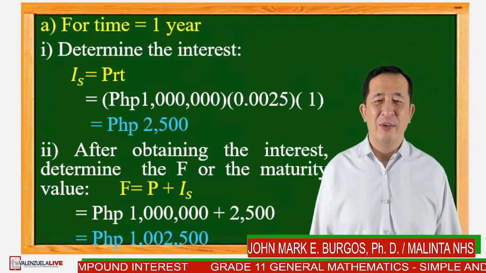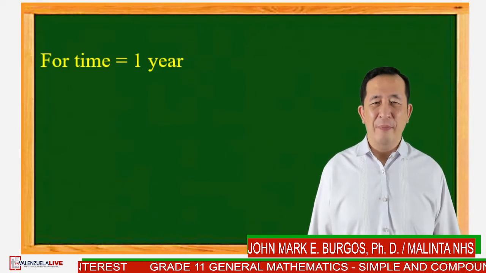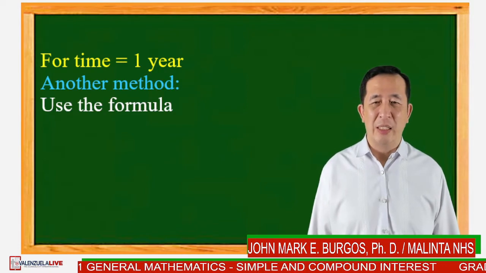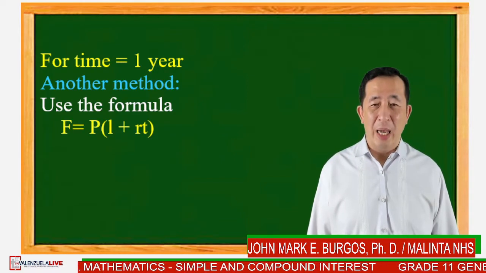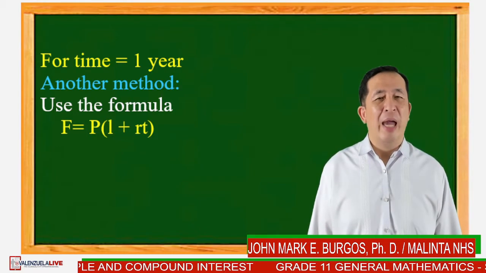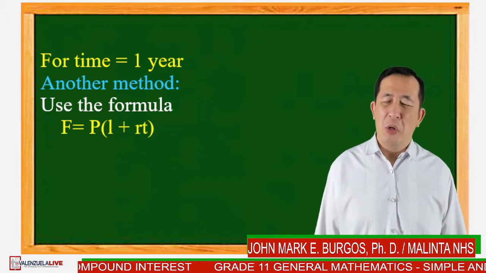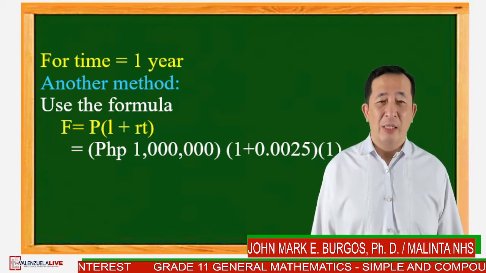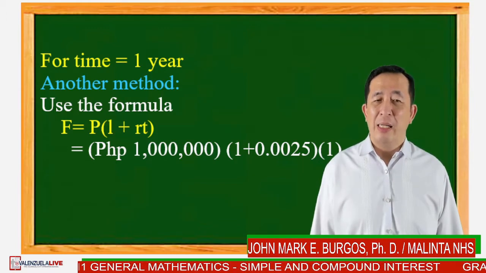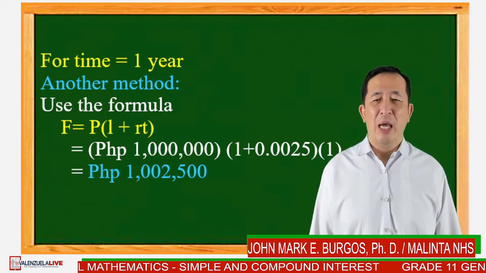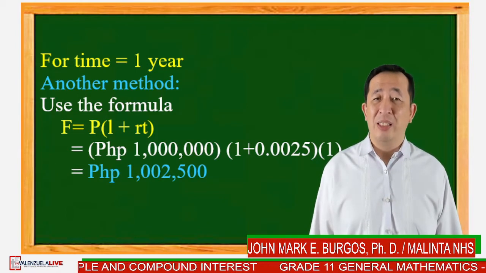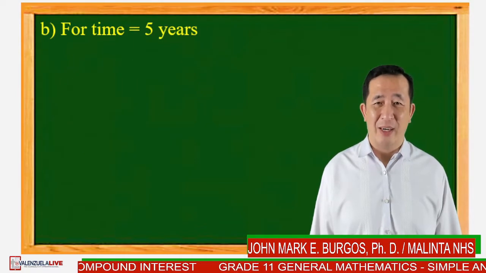The maturity value will be 1,002,500 pesos. For the first year, another method that we can use is F is equal to P quantity 1 plus R times T quantity. And to substitute the value, we have 1 million pesos times quantity 1 plus 0.0025 times 1. The answer will be 1,002,500 pesos. It will still arrive at the same answer.